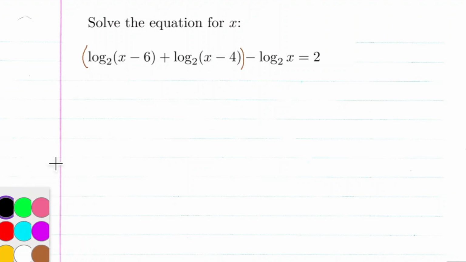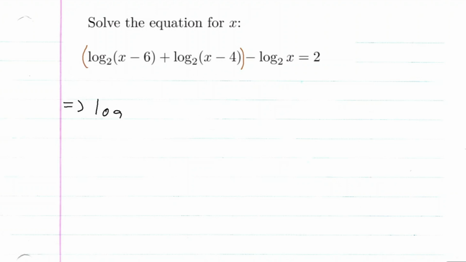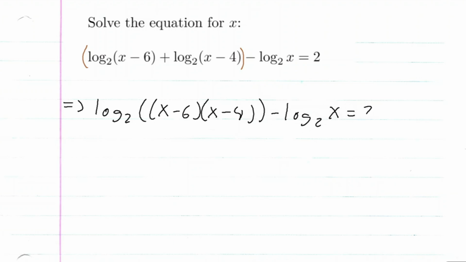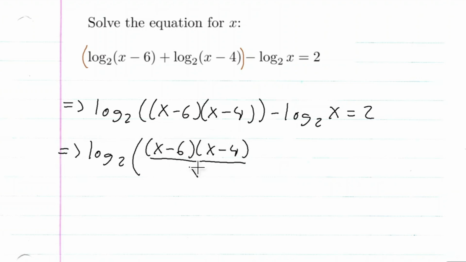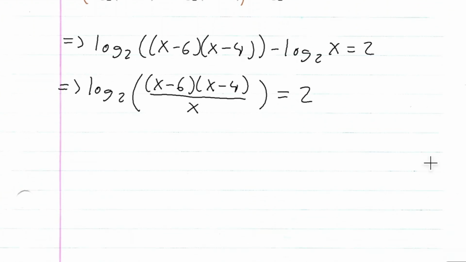Okay, so we're going to put these two together. So this is the same thing as log base 2 of (x minus 6) times (x minus 4), minus log base 2 of x is equal to 2. And then I'm going to use the quotient rule here. So this is the same thing as log base 2 of (x minus 6) times (x minus 4) over x is equal to 2.